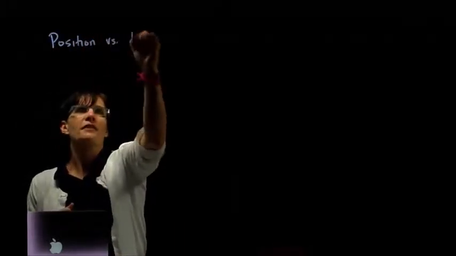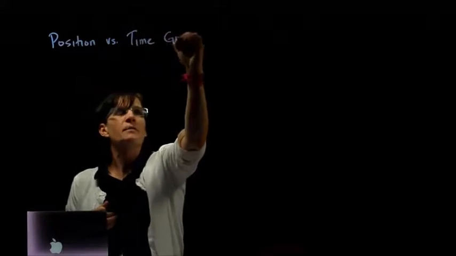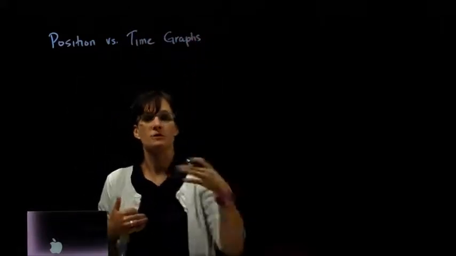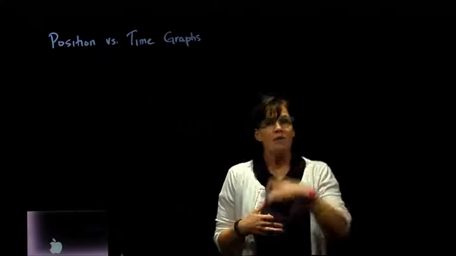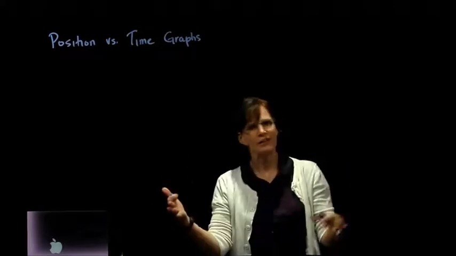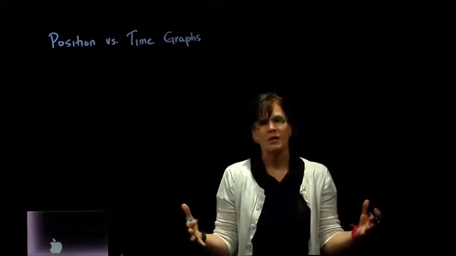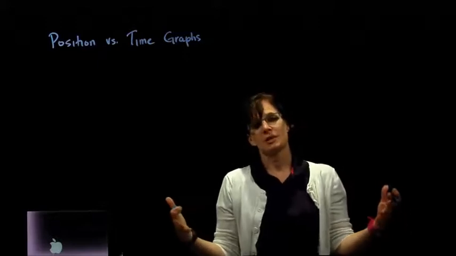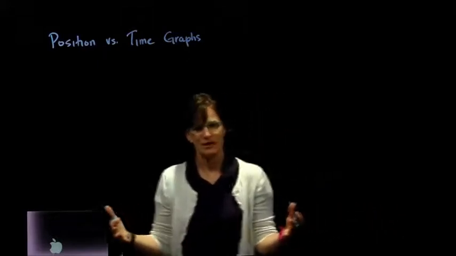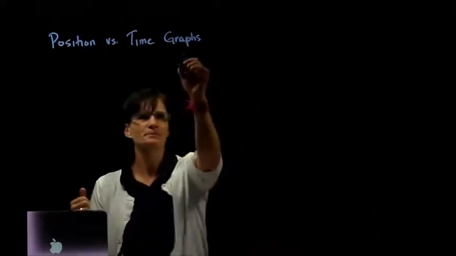So what does motion look like if I wanted to represent it graphically? We're going to start with position. Position versus time graphs. If I'm interested in the time of an object's motion, how is its position at every point in time from when I start caring to when I stop caring? What does that graph look like? So we use the Cartesian coordinate system to represent the graph. So that's that XY coordinate system.